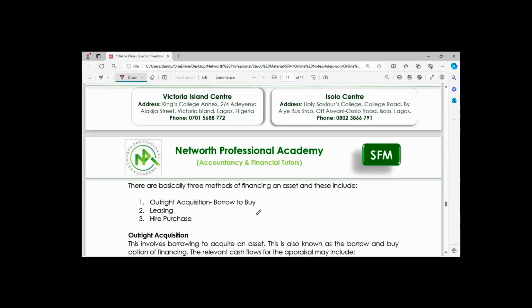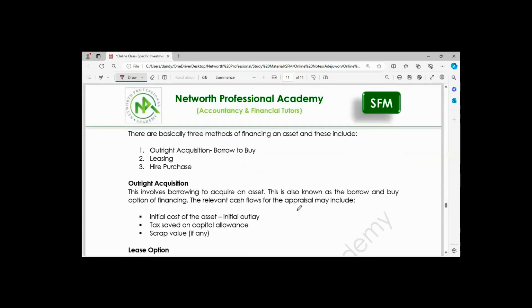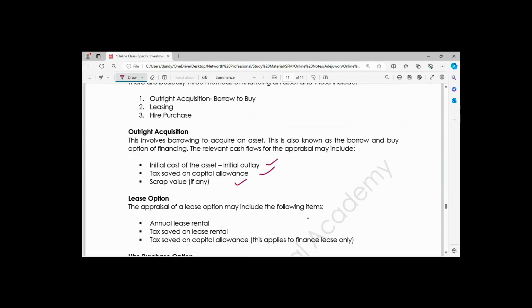If you want to purchase the asset through outright acquisition, there are three basic elements that must be present. You are going to have the initial cost of the assets. That's the number one variable that must be there. Then the second one is tax saved on capital allowance. Then the third one is scrap value, if you have any scrap value. Then under the lease option, the option to lease the assets, there are majorly two variables that must be present.